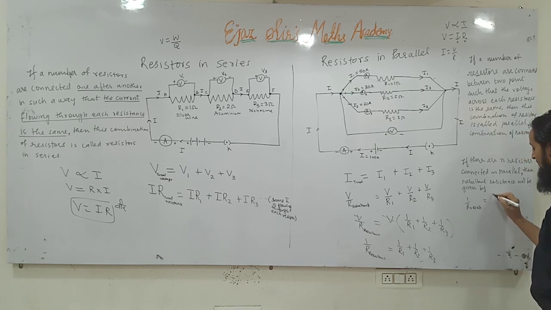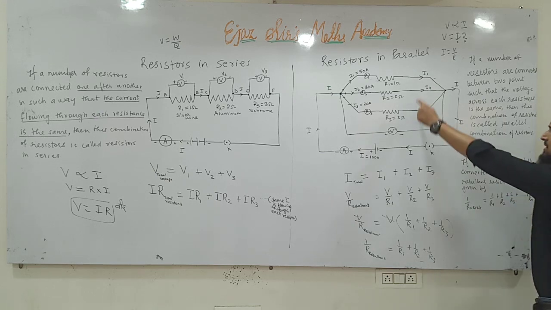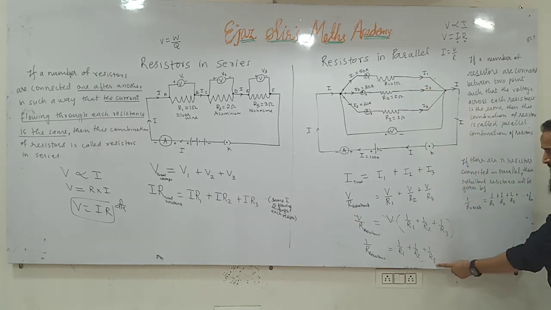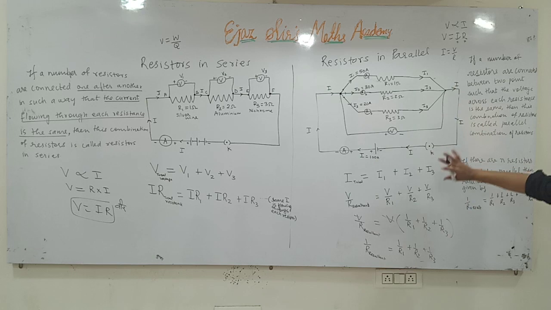1 upon R resultant is equal to 1 upon R1 plus 1 upon R2 plus 1 upon R3 plus and so on up to plus 1 upon Rn. Rn means R10, R15, R20, R5, whatever may be. Here 3 resistances are connected, that's why we are moving only up to 1 upon R3. If here there are 5 resistors in parallel, we will write 1 upon R4, 1 upon R5 also. Understood? The derivation is over.